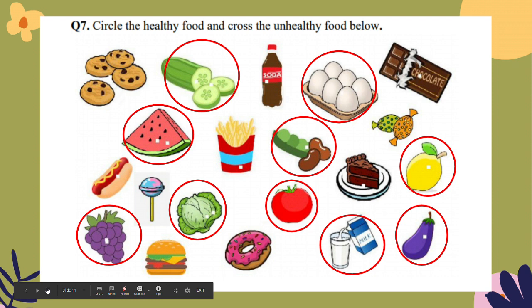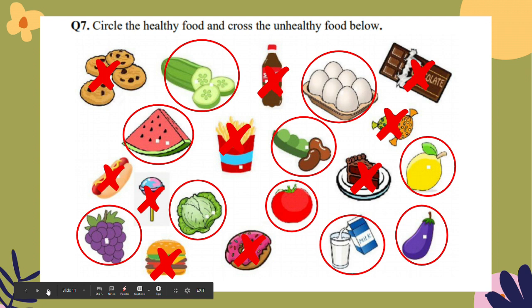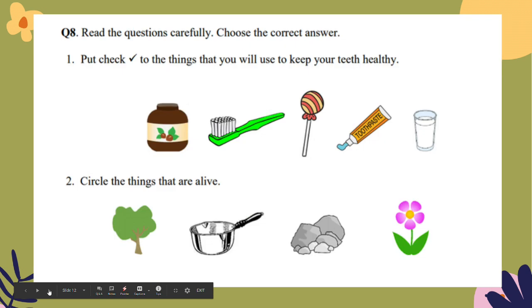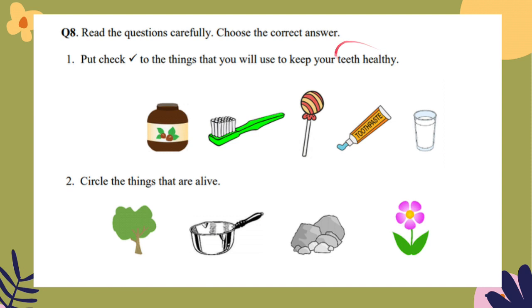Now, foods that belong to the unhealthy food group are cookies, cola, chocolate, fries, candies, cake, hot dog sandwich, lollipop, burger, and donut. Why did we say these are unhealthy food? Because they contain additives, colorings, sugar, salt, and fat. Now read the questions carefully. Choose the correct answer. Put a check on the things that you will use to keep your teeth healthy.